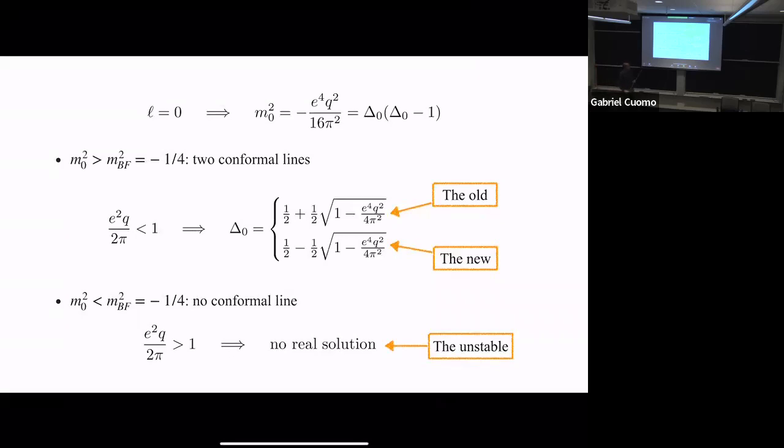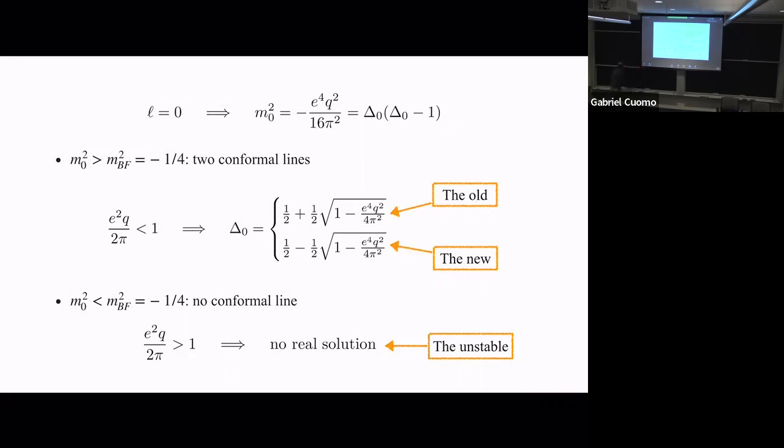And to answer the question about the stability, once e squared Q gets sufficiently large, there is no real solution. Therefore, this means that the theory is unstable to the presence of a growing mode, and equivalently the defect conformal field theory is non-unitary. So if you put a nucleus with charge that exceeds 2 pi, you get an instability.